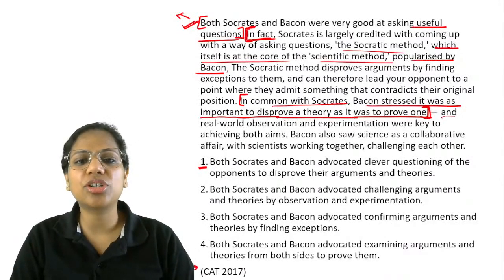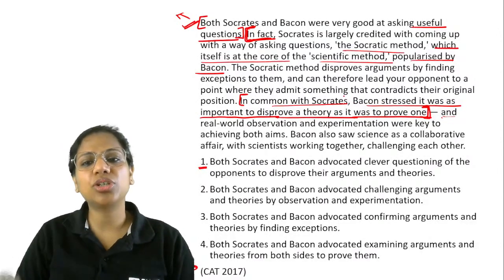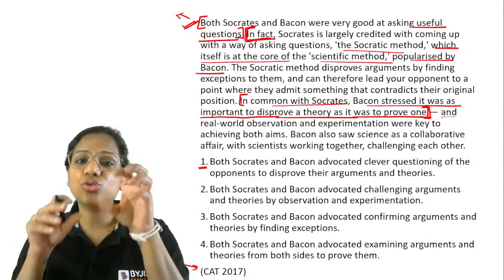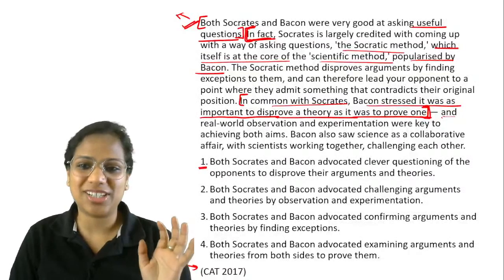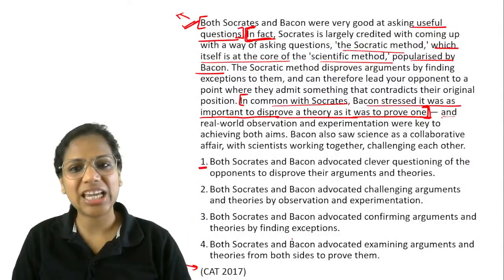Then we focus on the Socratic method, what Socrates did. Then we say, okay, that in common with Socrates, now this is what Bacon said. So you just have to pull out the common elements. That's what you have to do, because our summary is focusing on the common elements, right?